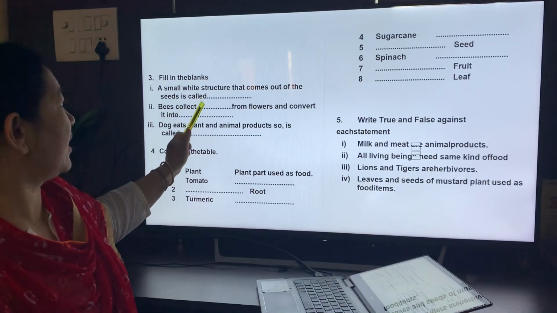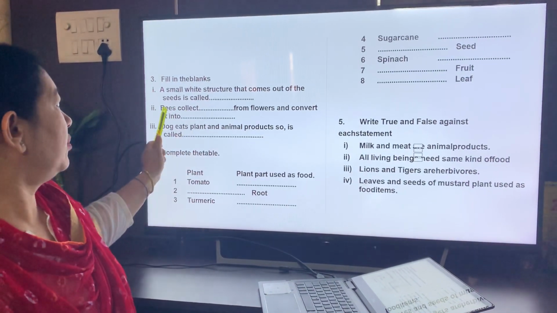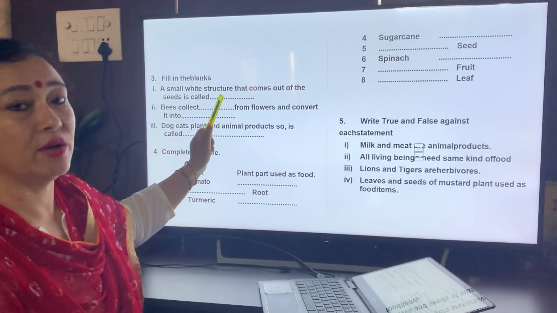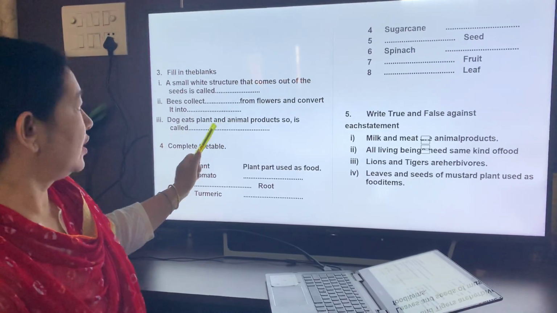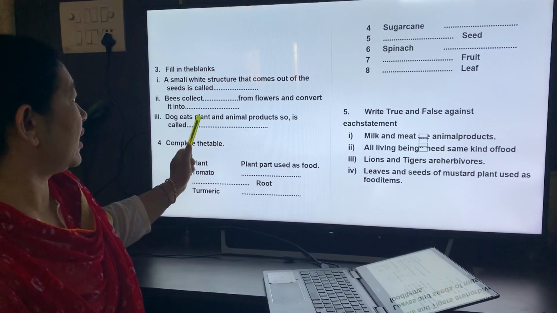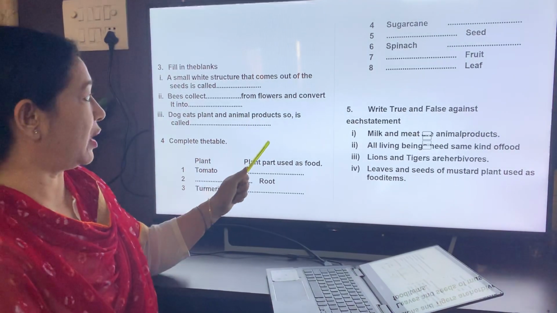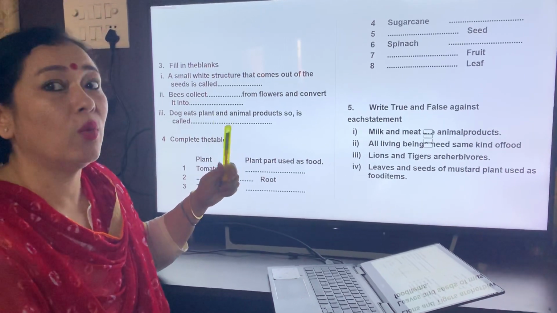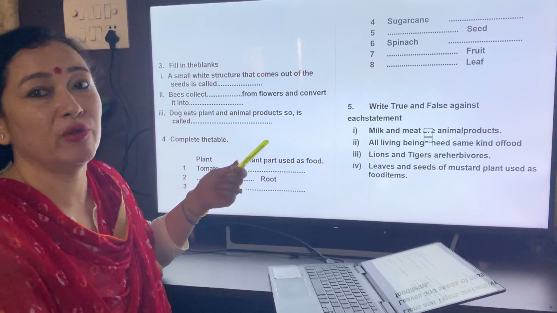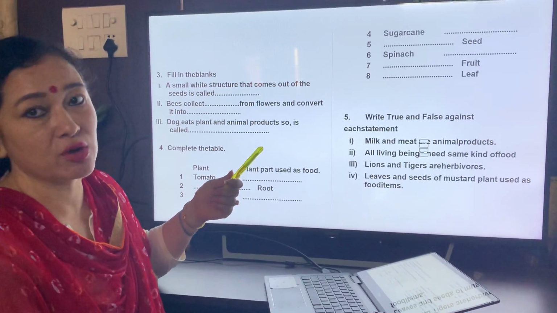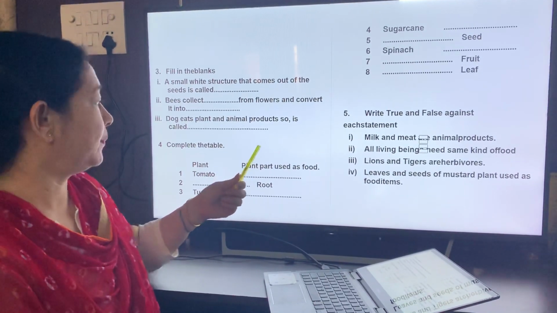Then in the next one, you have 2 blanks. Bees collect nectar from the flowers and convert it into honey. Third one, dog eats plants and animal products. So it is what? What kind of animal is it? Whether it is a carnivore, herbivore or an omnivore. So out of these you have to write here.